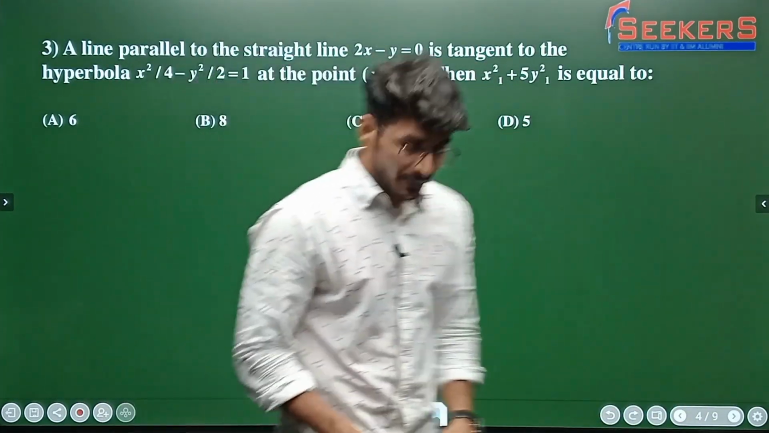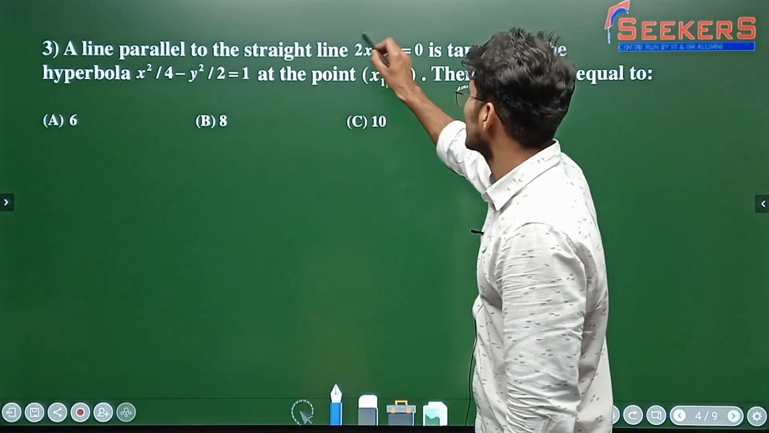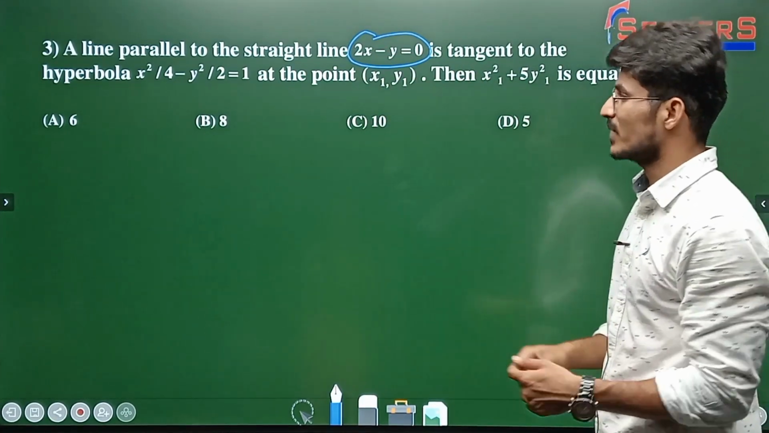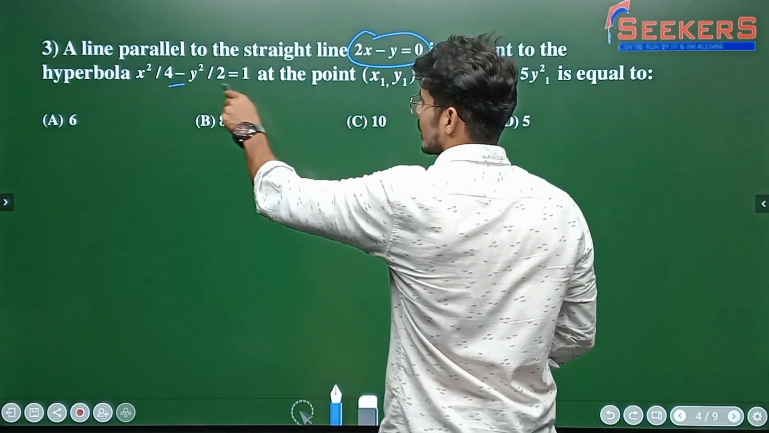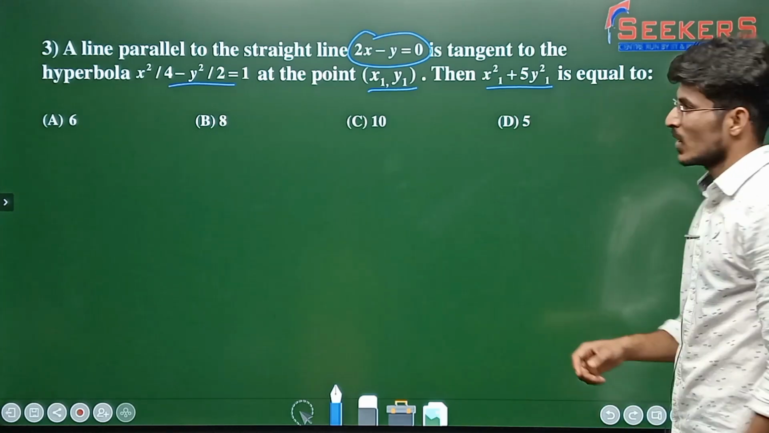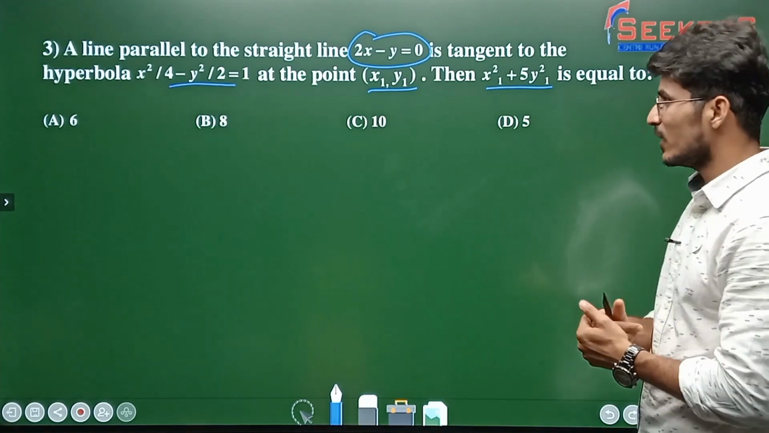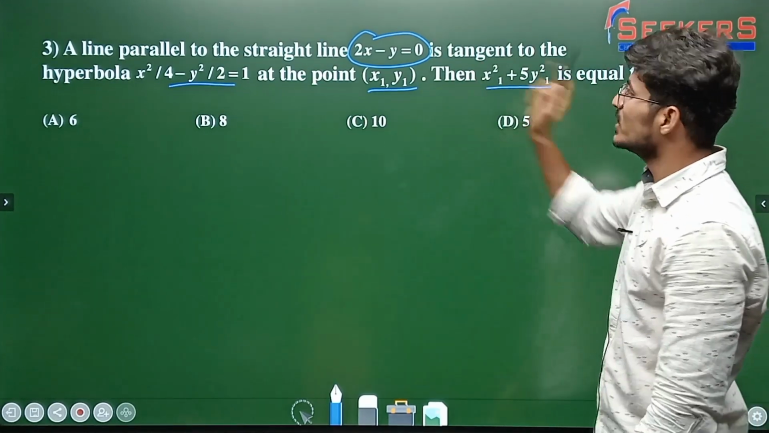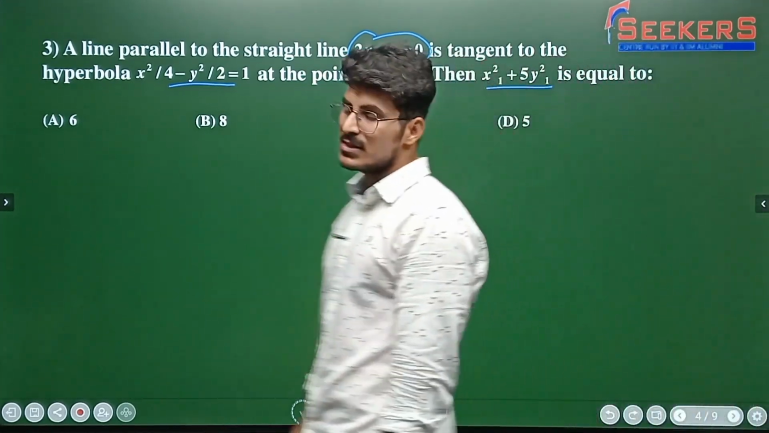A line parallel to the straight line 2x minus y is equal to 0 is a tangent to the hyperbola x square by 4 minus y square by 2 is equal to 1. Alright, so at this point, find the value of this. Look at this: the line parallel to the given straight line is a tangent to the hyperbola. So what does tangent to the hyperbola mean?